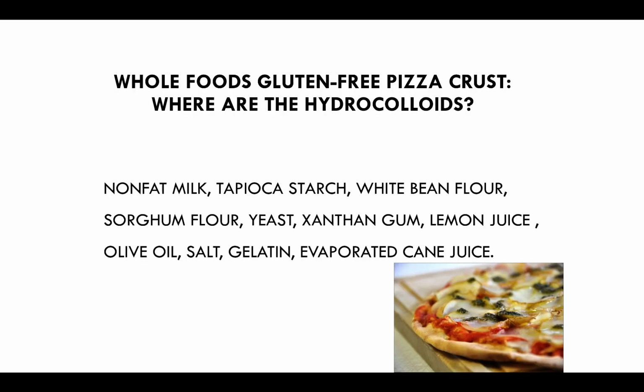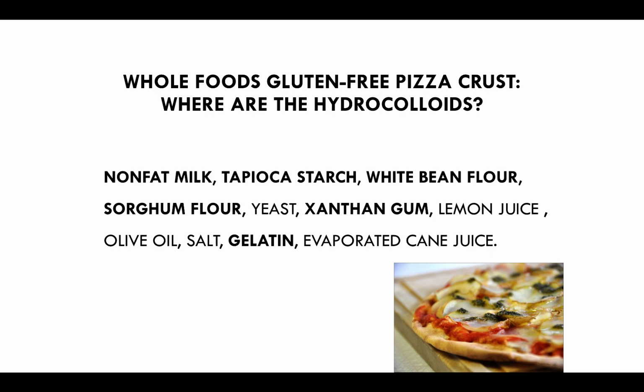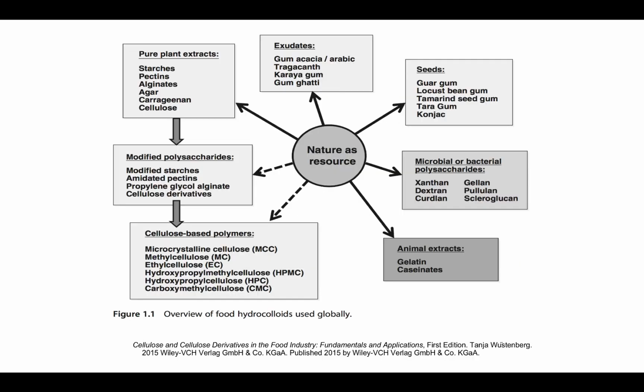So here is the gluten-free crust that's sold at Whole Foods, and you can see that they're using different types of starches and flours, so tapioca, white bean, sorghum, xanthan gum, and gelatin, all put together in there to try to hold this crust together in a way that wheat gluten would have done. All right, so just highlighting those hydrocolloids. Just wanted to provide this illustration.